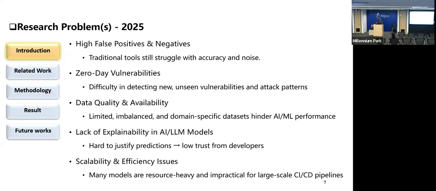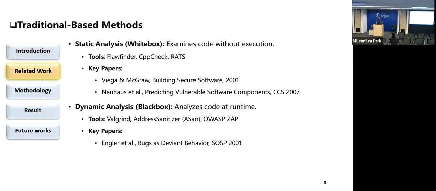Also the lack of explainability and the scalability are research problems discussed these days in the field of software vulnerabilities. So I just want to take a look at the related works, or the research tree, specifically what different paths we have once we are talking about software vulnerabilities.